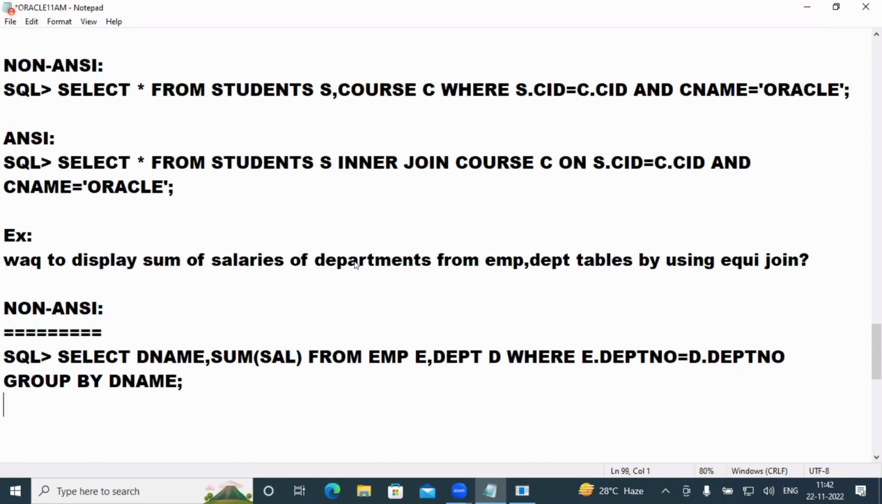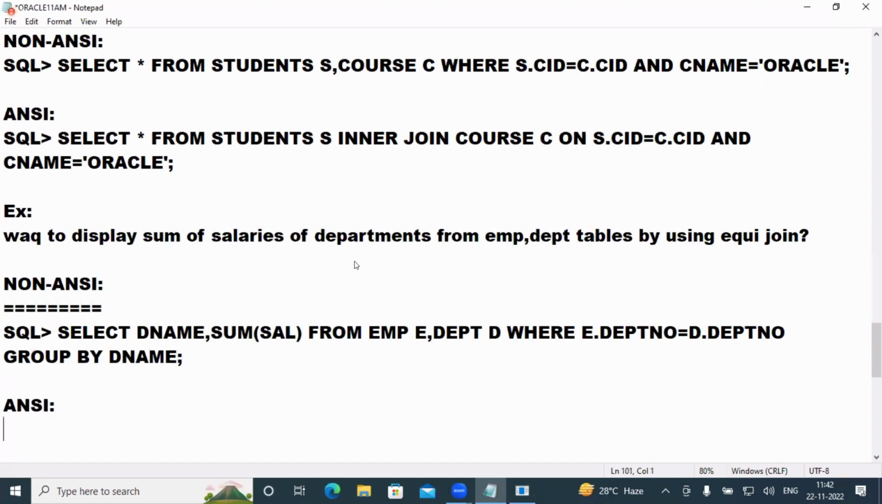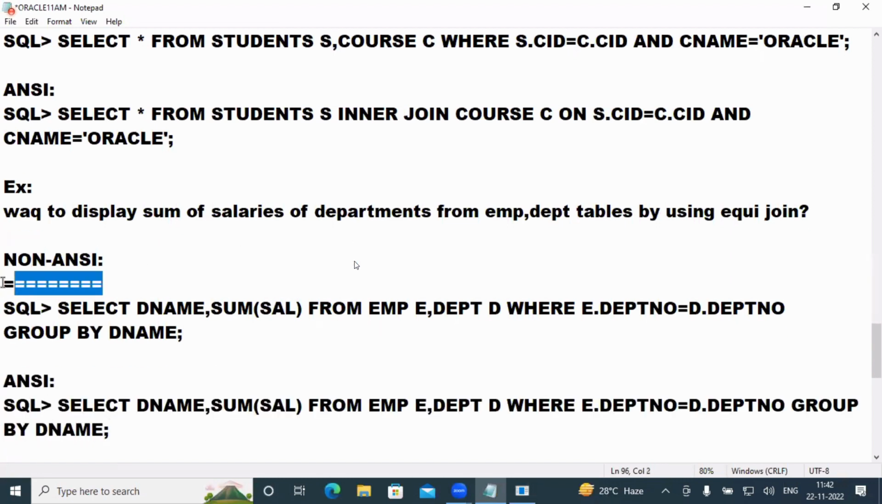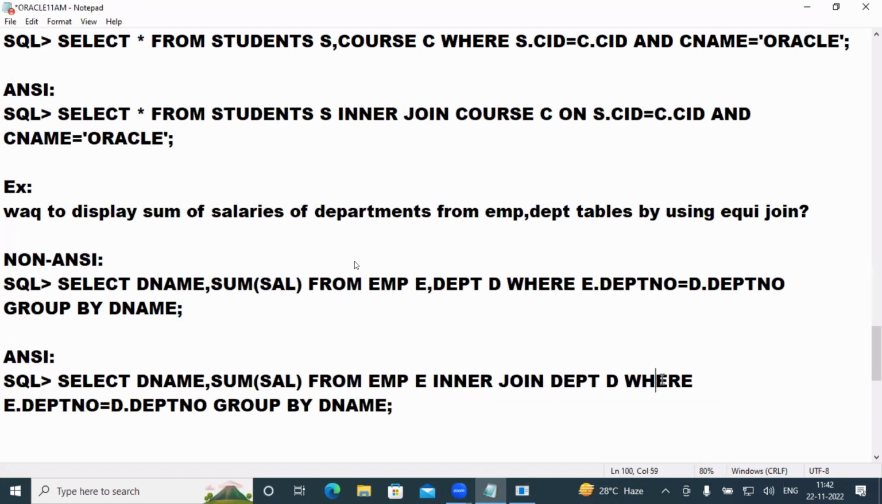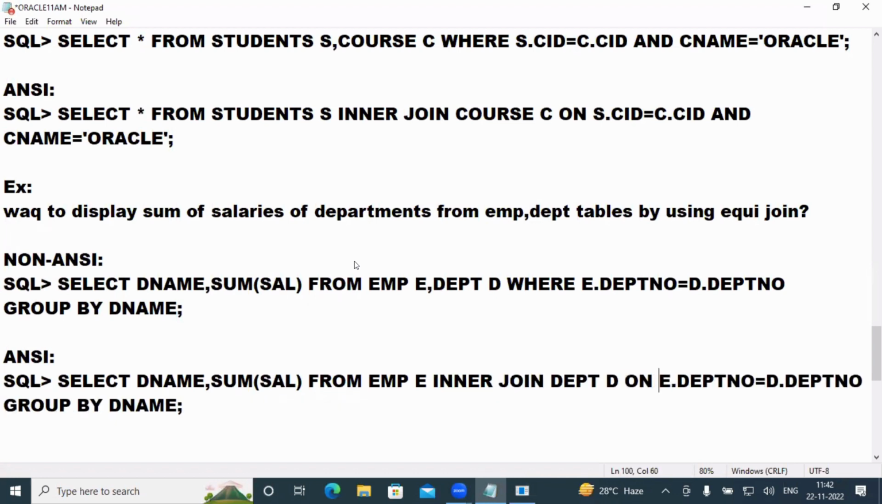And same thing if I want it ANSI. So same thing, but in this ANSI, just keys I'm going to change. Everything is same. So here I want to use my inner join, and here I want to give it an ON clause keyword. Okay, now this is what we can go to, right.